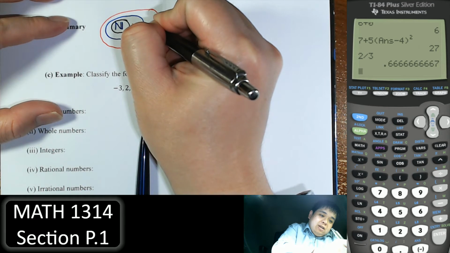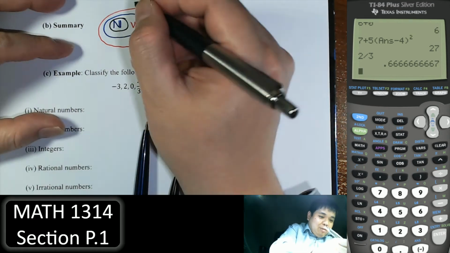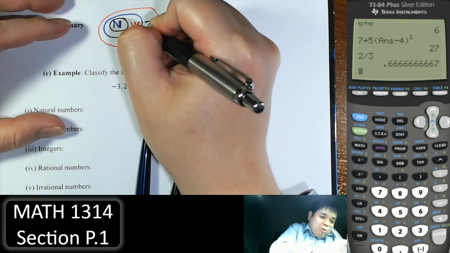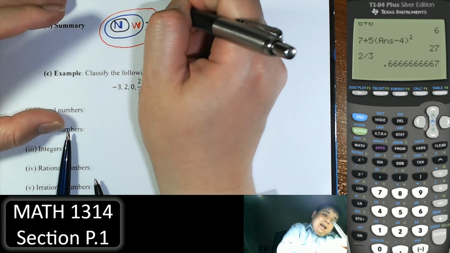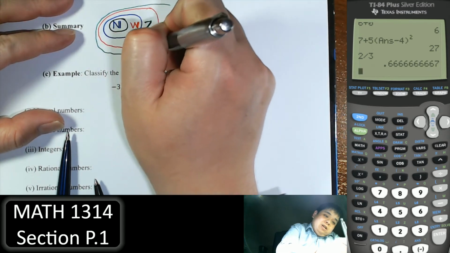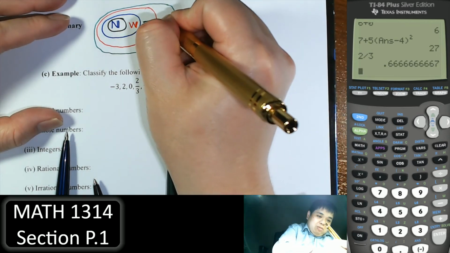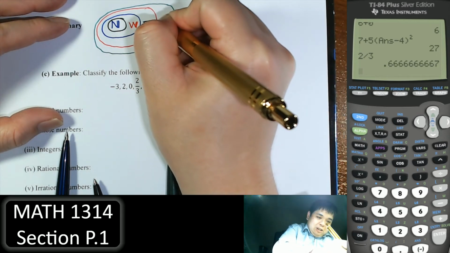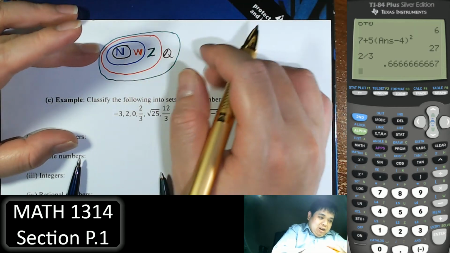And that gives us the integers. I'm just using different colors with no color scheme at all. And then bigger than integers, we have rational numbers. Right, and we're not going to get a bigger set than this.